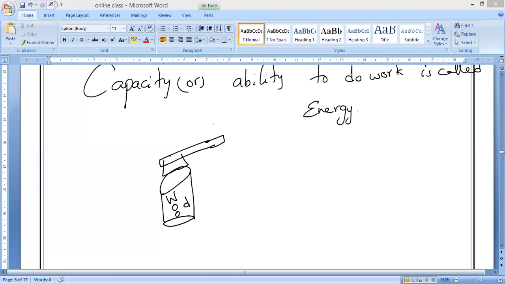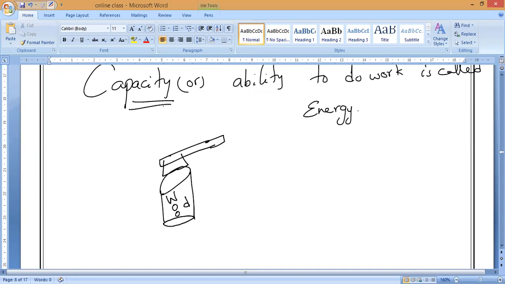So who has more capacity to do the work? Adarshan. That is what is called energy. So the capacity to do work is called energy. If you have more energy, greater will be the work done. Is it yes or no, guys? Yes, sir. Lesser will be the energy, lesser will be the work done. That is what we can say.